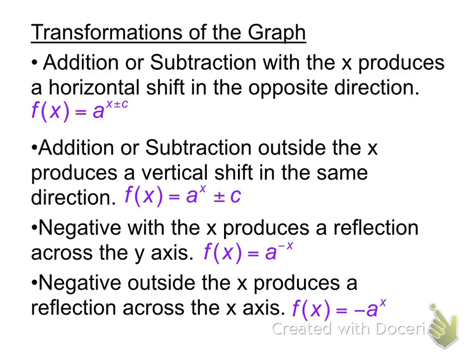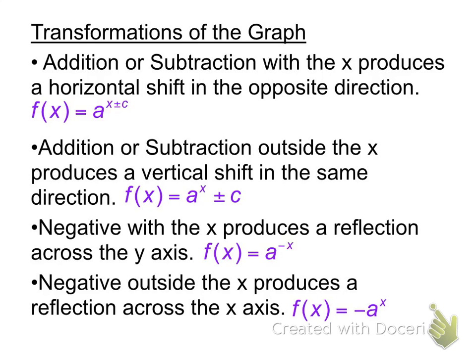Okay, so rules for transformations of a graph. We've talked about these rules before for other functions, and it's the same rules. It just looks a little different on an exponential function. So addition or subtraction with the x produces a horizontal shift in the opposite direction. So when you say a to the x plus or minus c, if it's a plus c in the exponent, then it's going to go to the left c spaces. Minus c would be to the right c spaces. So it does the opposite of what you would think when that number is in the exponent.